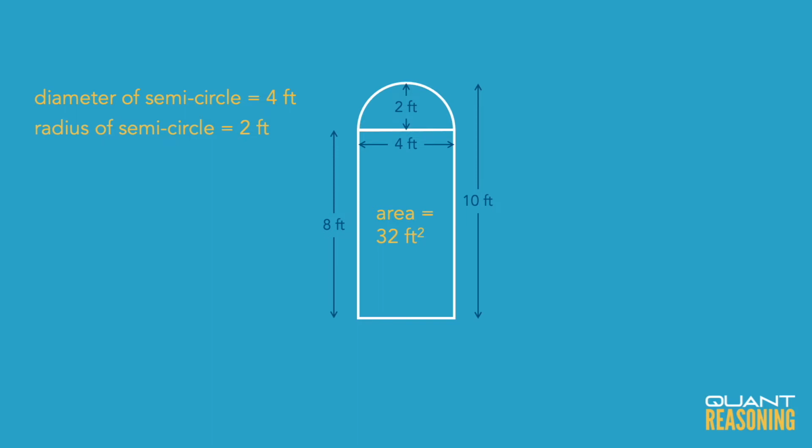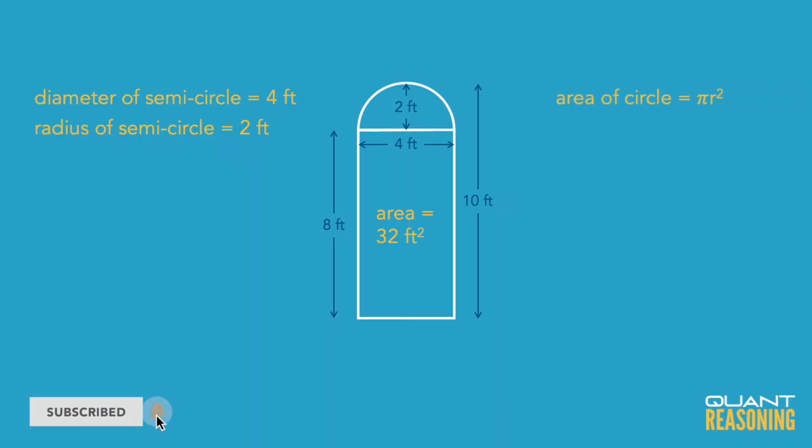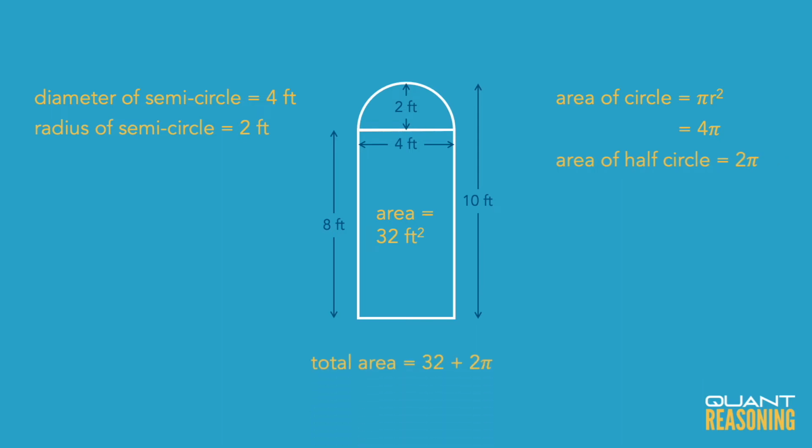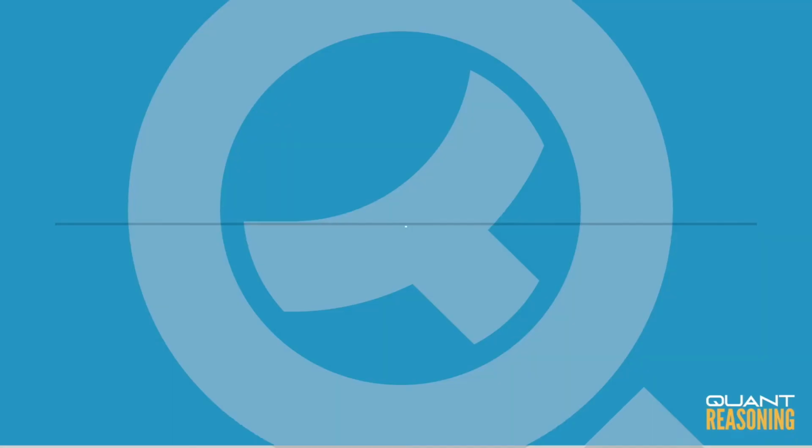And then the semicircle is exactly half the area of the full circle, and a full circle has an area of pi r squared. In this case, we know that r, the radius, is 2. 2 squared is 4, so 4 pi would be the total circle, but since it's just half a circle, it's half of 4 pi, so 2 pi, and therefore altogether the area is 32 plus 2 pi. And the correct answer is E.